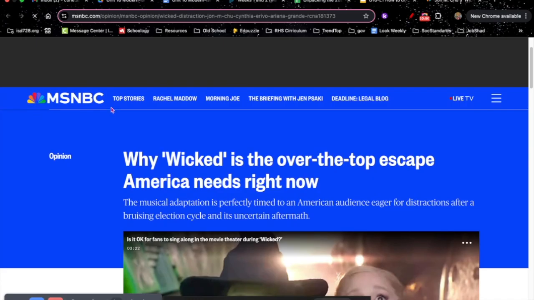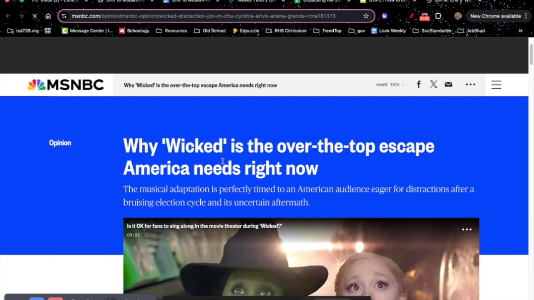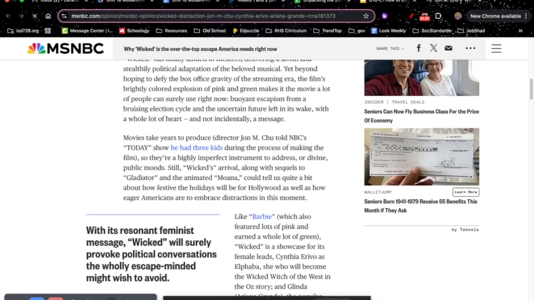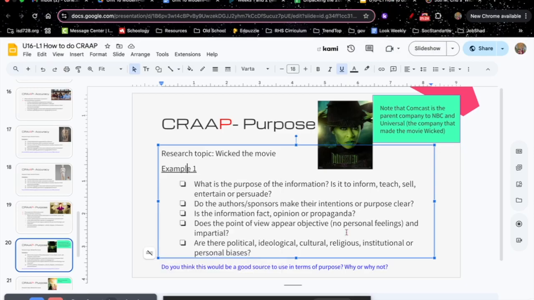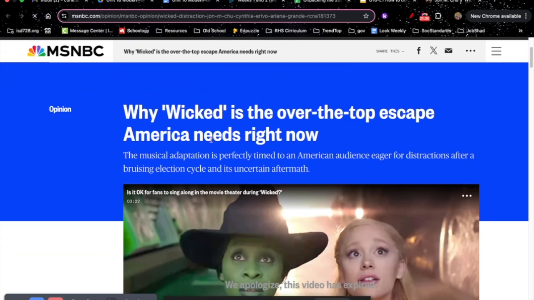Let's see here. So this is from an NBC news article. Why Wicked is over the top escape America needs right now. The musical adaptation is perfectly timed to an American audience eager for distractions after a bruising election cycle and an uncertain aftermath. Oh, all right. So let's pretend I read all this, but of course, for the sake of time for this video, I will just not read it out loud to you right now. So, what is the purpose of this information? Is it to inform, teach, sell, entertain, or persuade? All right, so it's kind of persuasion because it's saying, like, this is the movie you need to go see. It'll, like, rejuvenate your soul.